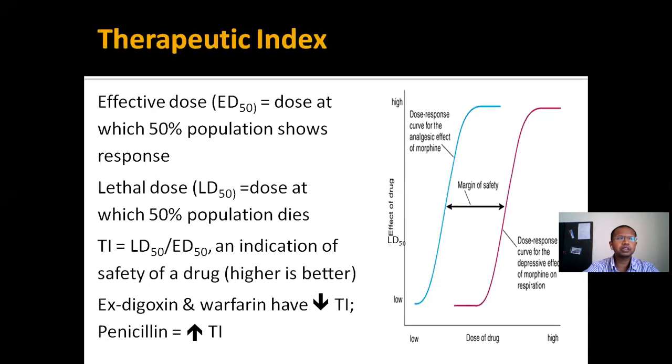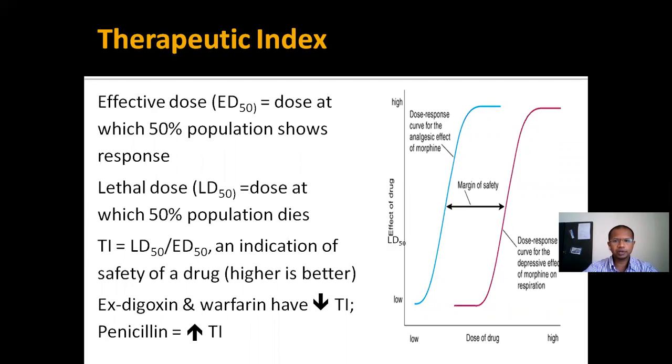For example, penicillin we can use at 40 milligram per kg body weight. In some cases, they use up to 100 milligram per kg body weight. So it has wide therapeutic margins. Whereas in the case of digoxin, the dosage is about 0.5 milligram, and we cannot use a little bit more or a little bit less. That is the difference between each drug.